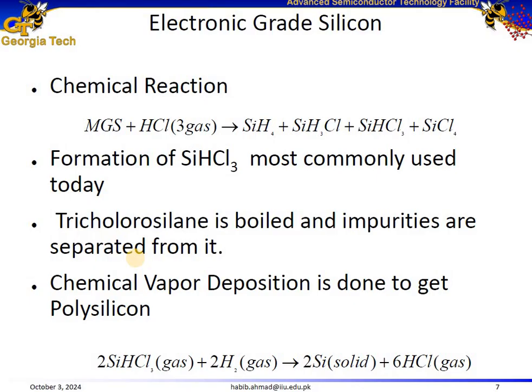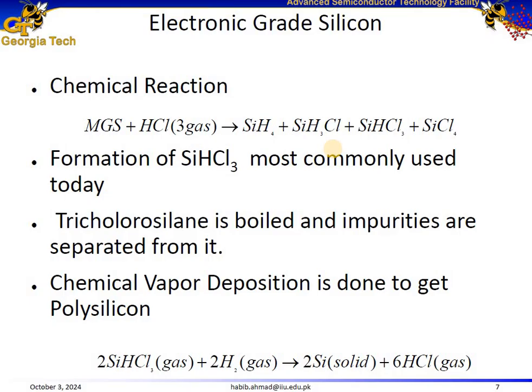This slide explains the process of producing electronic grade silicon, which is a highly pure form of silicon used in semiconductor devices. And the chemical reaction involves the reaction of metallurgical grade silicon with hydrogen chloride gas, producing silicon compounds, primarily trichlorosilane, which is crucial for silicon purification. Then in the purification process, trichlorosilane is distilled to remove impurities, leaving highly pure silicon compounds.